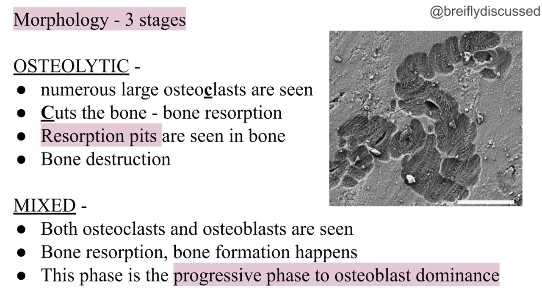The mixed phase, as the name suggests, there will be both osteoclast and osteoblast. Osteoclast causes resorption, osteoblast causes new bone formation. So this phase is often called a progressive phase to osteoblast dominance. That indicates the upcoming phase will be of osteoblastic activity. So this is just a progressive phase to that upcoming phase.